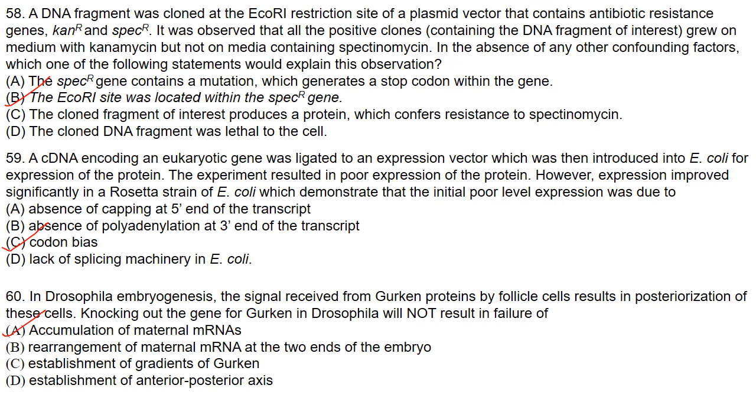Now what did you do? You took the expression vector but you used a different strain of E. coli. You took the expression vector and you introduced it into the Rosetta strain of E. coli. Now why was there an initial poor level of expression in the first experiment? So the answer is codon bias.